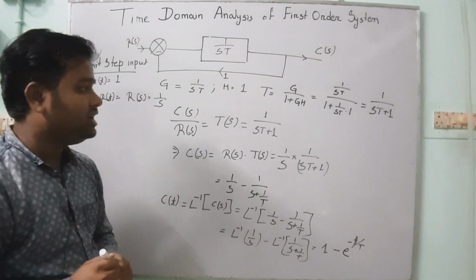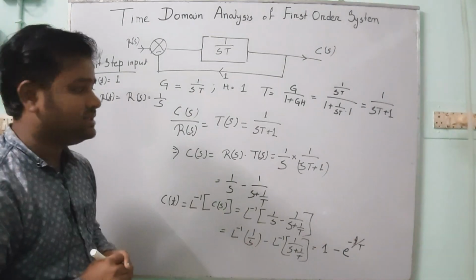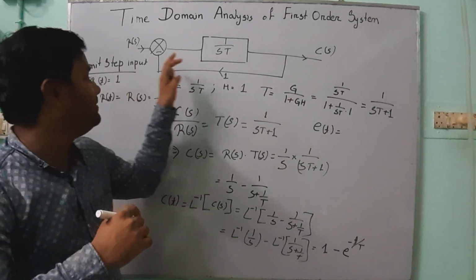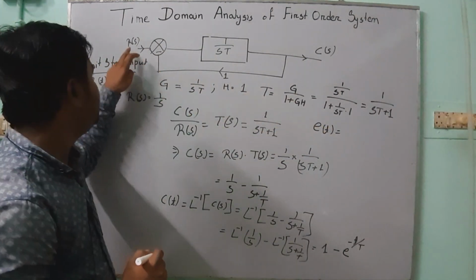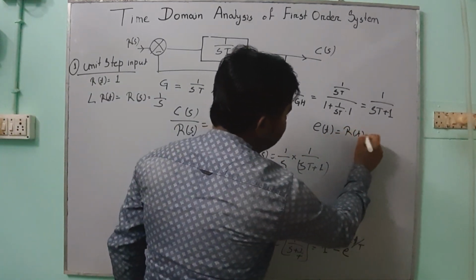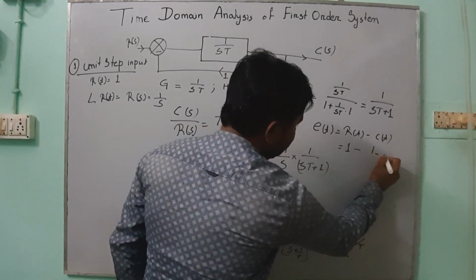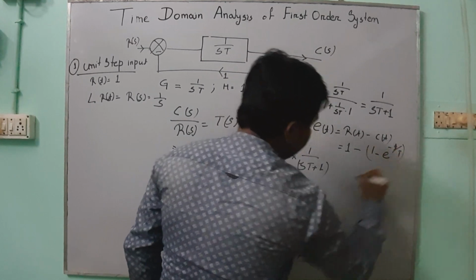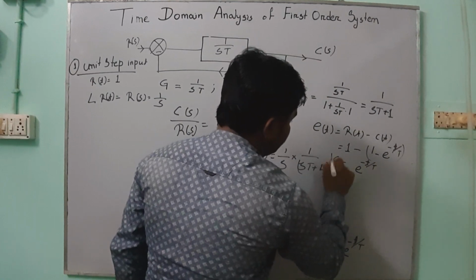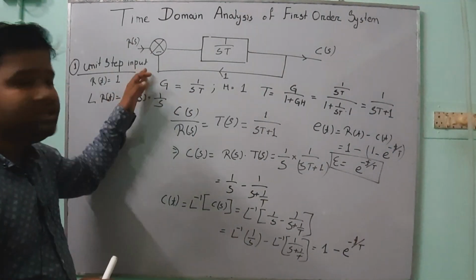In this equation, we are getting some error, that is the error analysis. The error E of t is the difference between the input and output. The input is R of t equal to 1, so R of t minus C of t is the error. Input is 1 and output is 1 minus e to the power of minus t by T. That implies the error is e to the power of minus t by T. This is the error of a first order transfer function when the input is a step input.